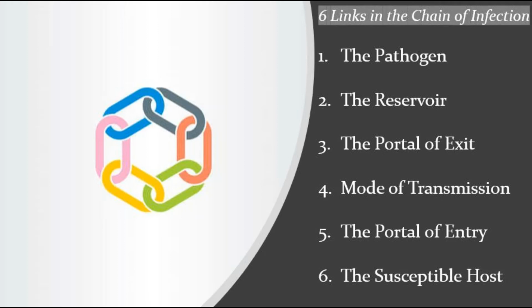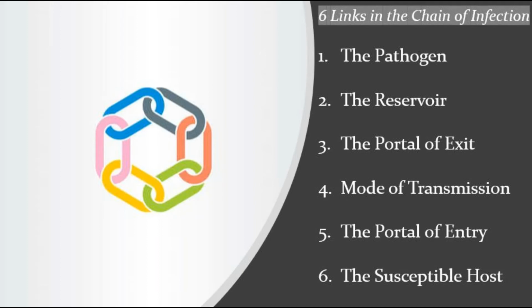Our fourth link is the mode of transmission, and that is the way an organism transfers from one carrier, meaning an infected person, to another. This can be by direct transmission or by indirect transmission. Direct transmission occurs when an infected host comes in direct contact with a susceptible host. For example, skin to skin contact or kissing. Directly coughing or sneezing in front of someone can also spread diseases when droplets or airborne particles carry the infection directly to the other person.